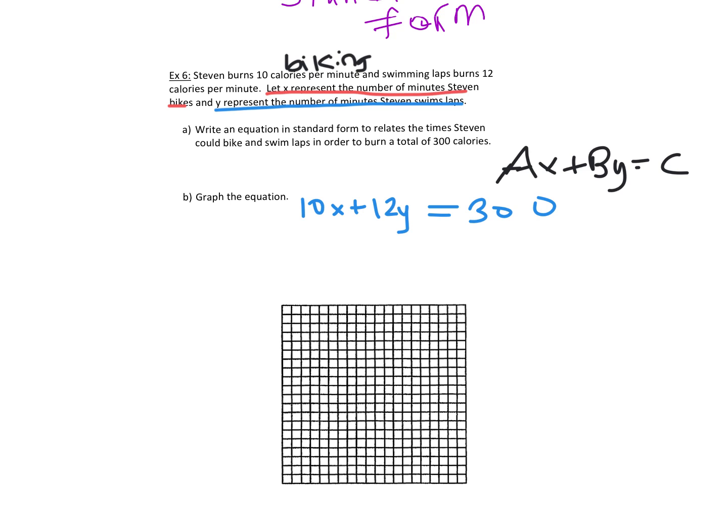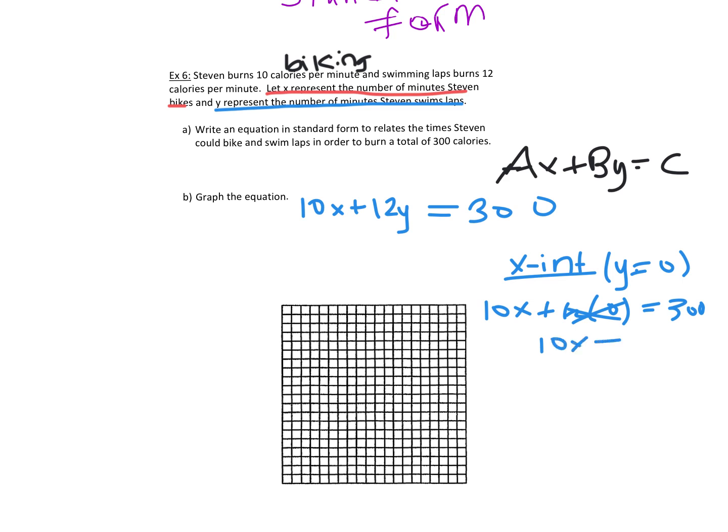Now we're going to graph these on the x and y axis in a real life situation, but we're not going to use slope this time. It's going to be much easier to graph using x and y intercepts like we learned the other day. So to find the x-intercept of a line, remember you plug in y to be 0. So I'm going to set up 10x plus 12 times 0 equals 300. 12 times 0 is 0, so that goes away. 10x equals 300. This tells me that my x-intercept is going to be at 30.